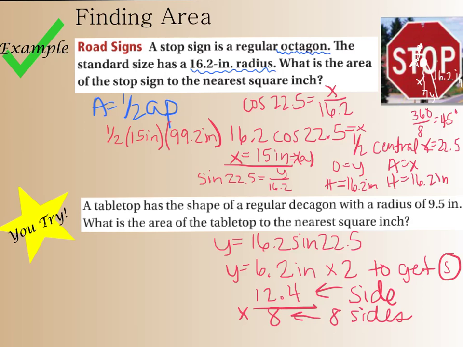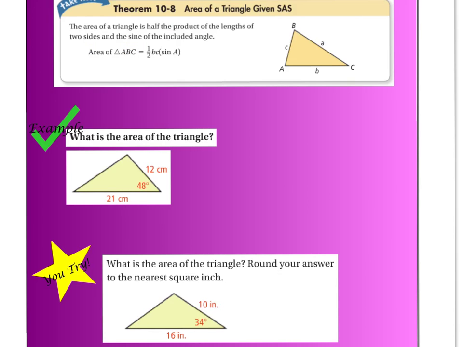And now I just calculate my area based on this formula right here. So 0.5 times 15 times 99.2, I get that my area is 744 inches squared. So you go ahead, there's one more U try for you to do there. And then the next thing we have here is area of a triangle given SAS. So these are going to be pretty quick problems.